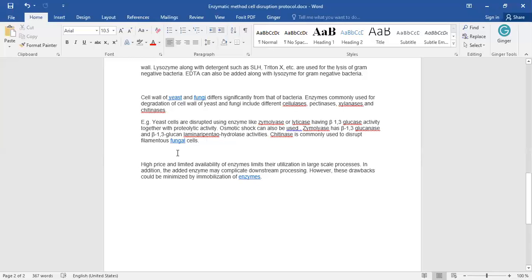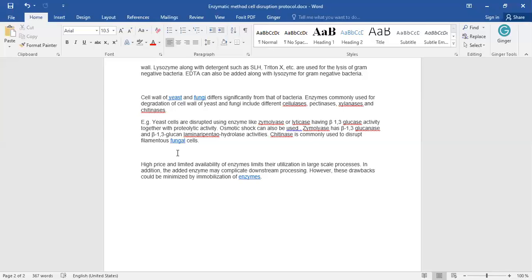Chitin is a component of the fungal cell wall, and chitinase is used for the disruption of this chitin. If we disrupt the chitin, all the material inside the fungal cell will come out, and the fungal cell will lyse. So these are the important examples of enzymatic disruption of the cell.